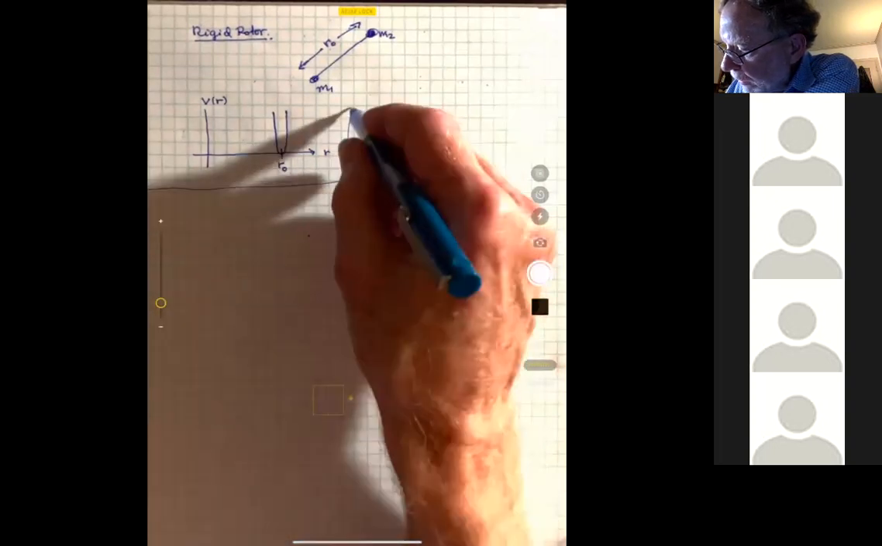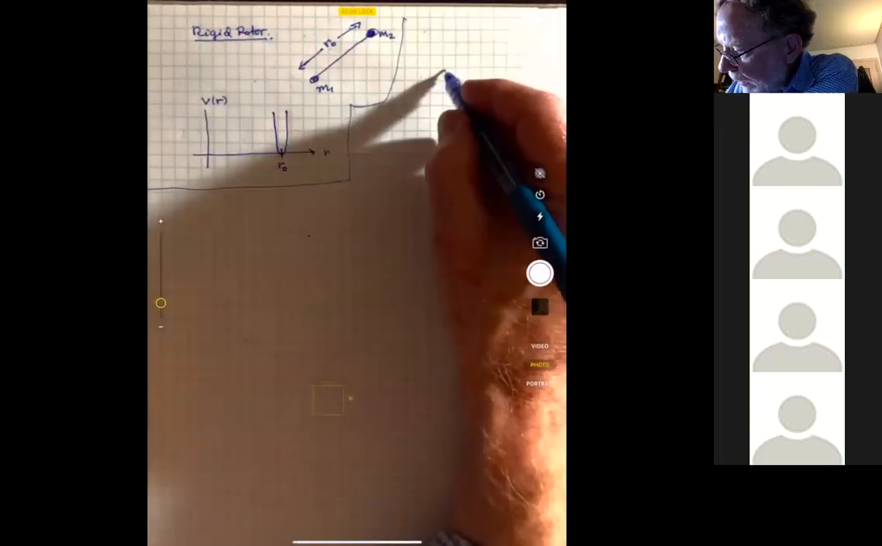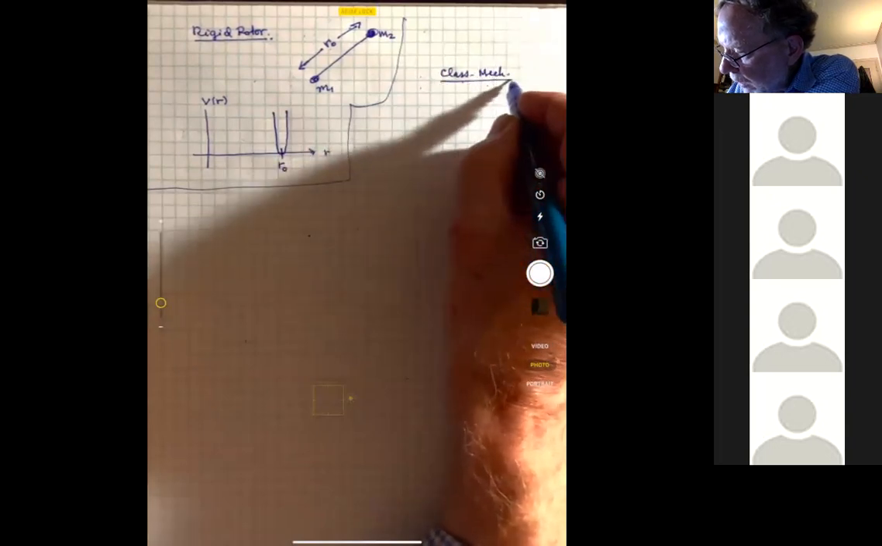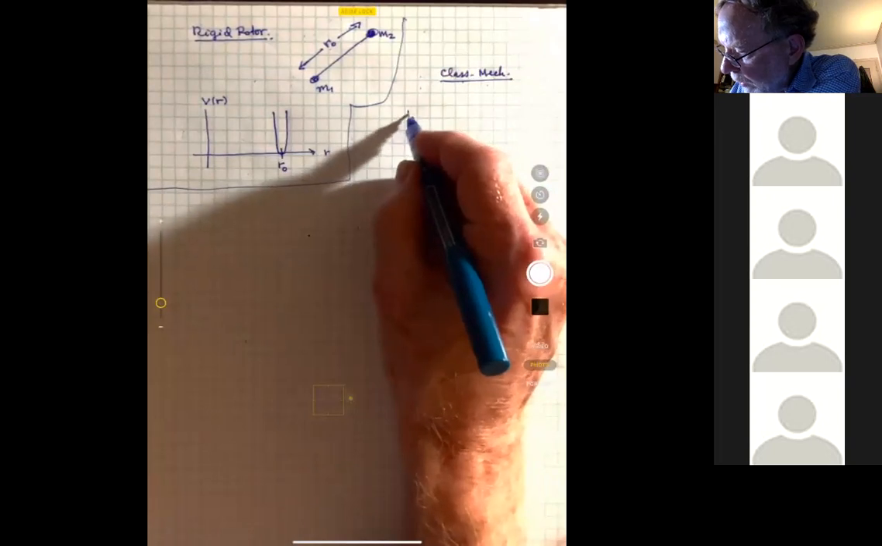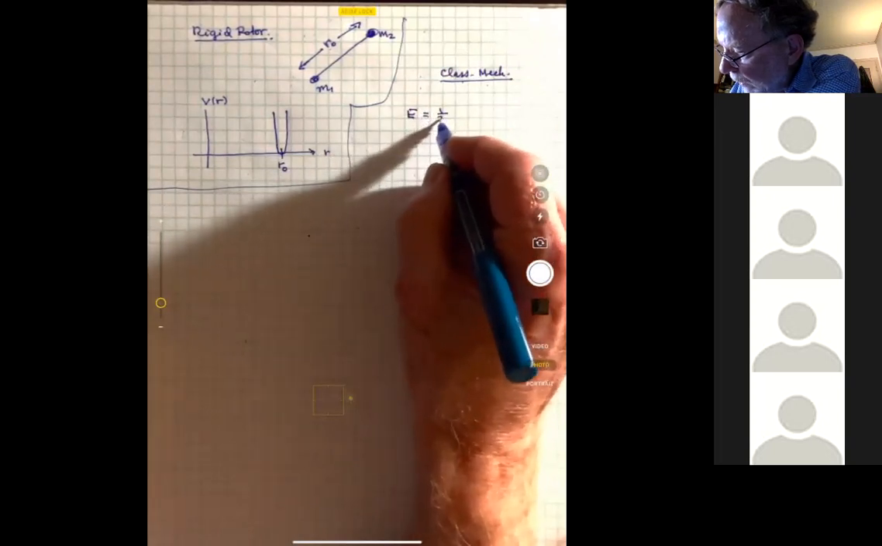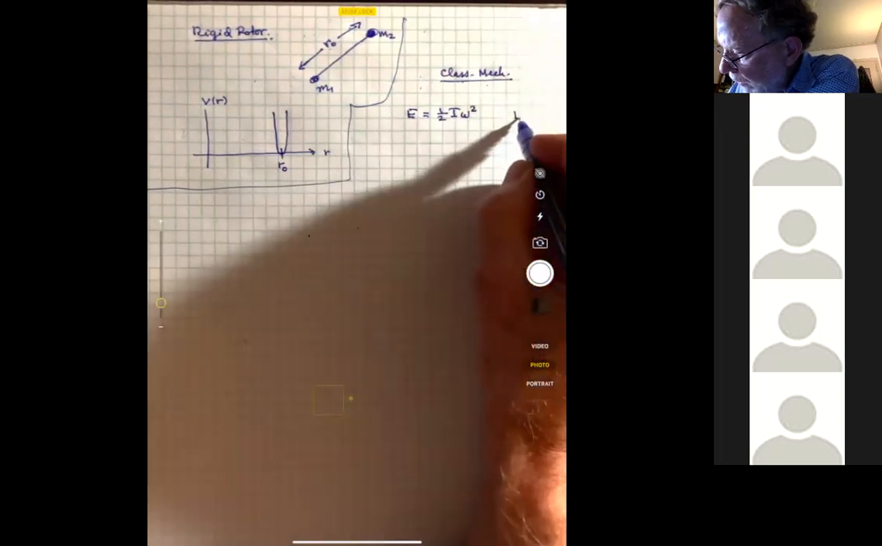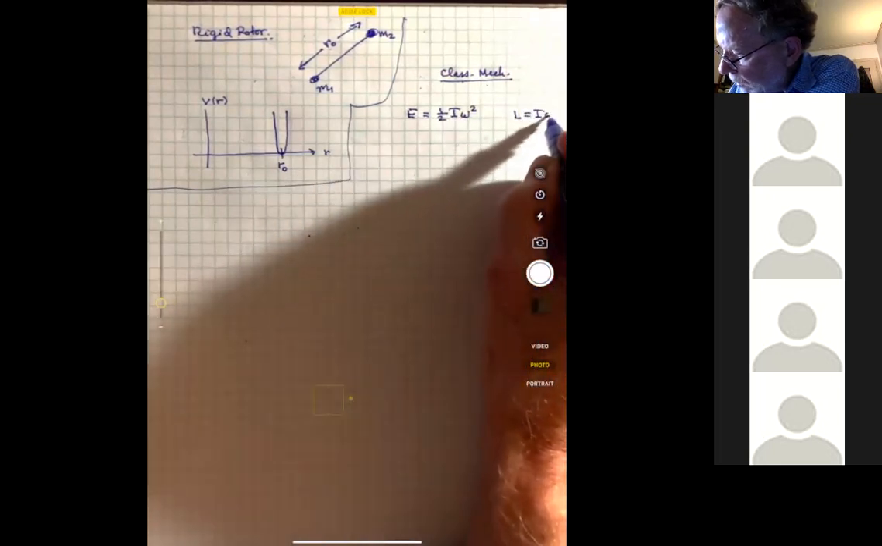Before we do the quantum mechanics of the rigid rotor, let's look at the classical mechanics. One of the things you learn in high school physics is that the energy of a rigid rotor is equal to 1/2 the moment of inertia times the square of the angular velocity. On the other hand, the angular momentum is equal to I times omega.